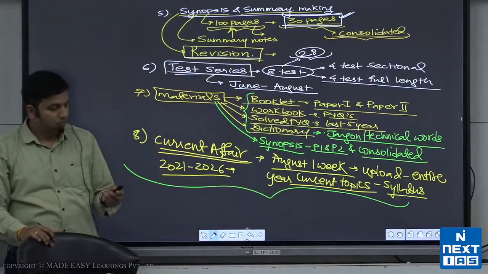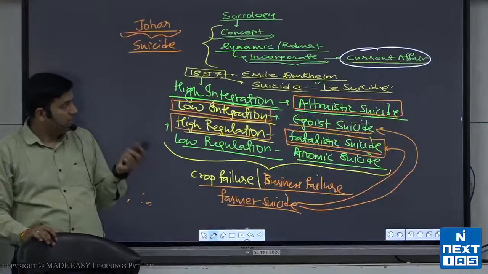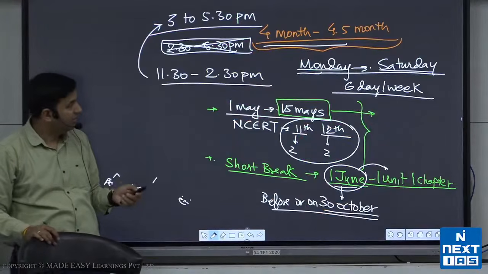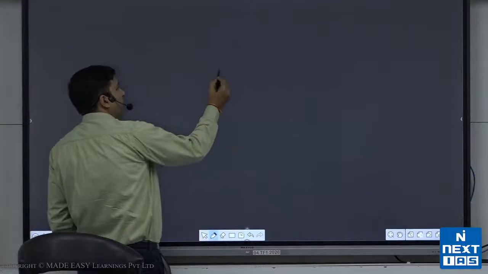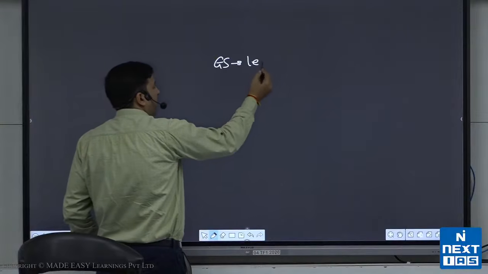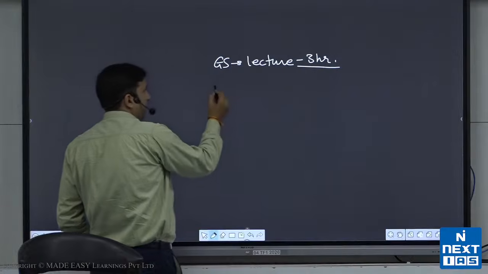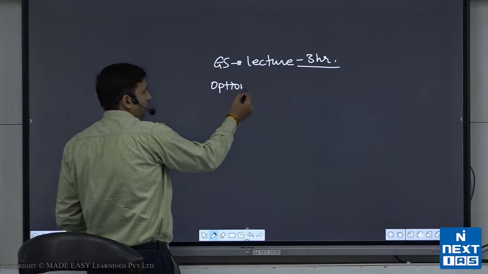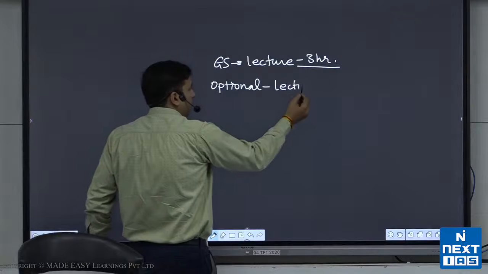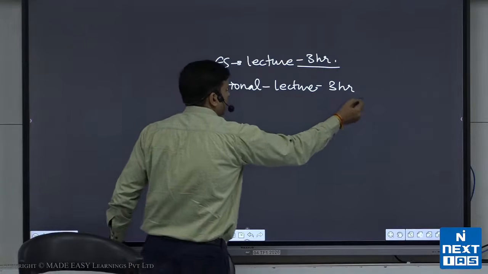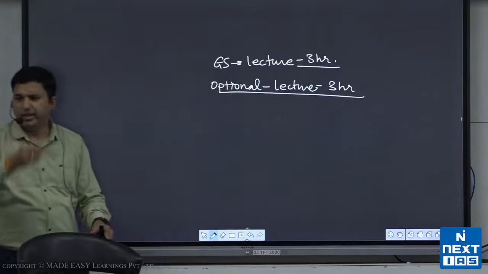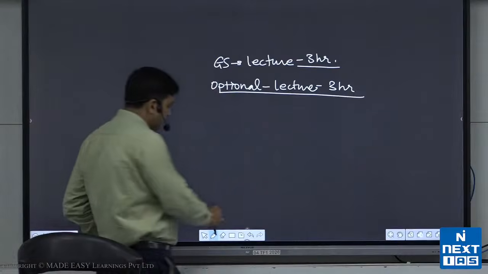So what should be an ideal approach for a student who wants to clear in the very first attempt itself? Let's say you are doing GS lectures, and after doing GS lecture, which is tentatively 3 hours, you are opting for optional, it will also take around 2.5 hours, but including commutation time coming and going, you can consider it 3 hours.